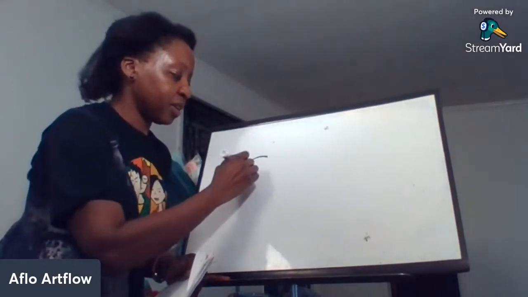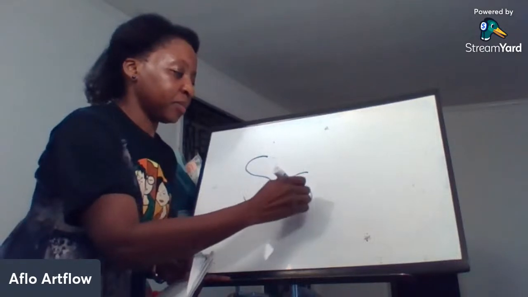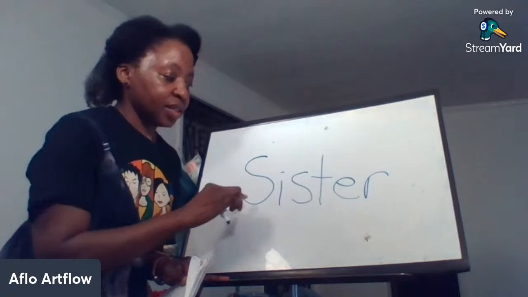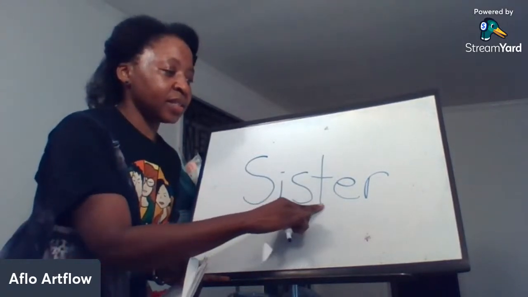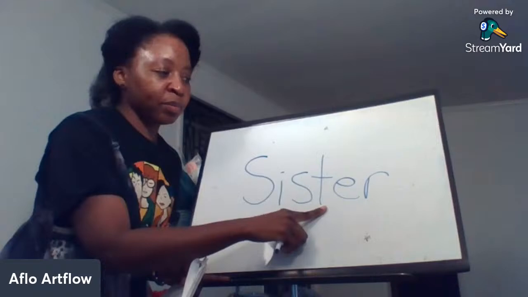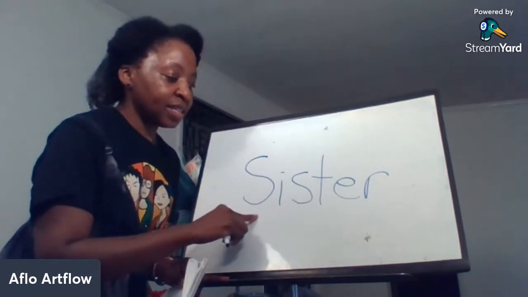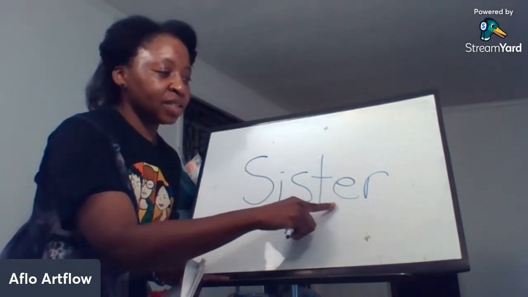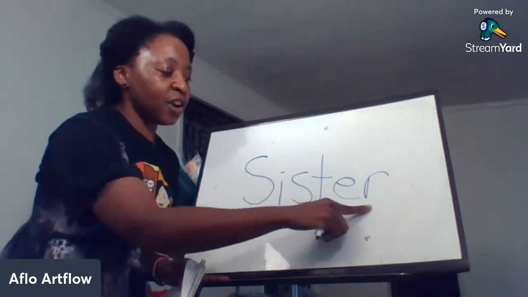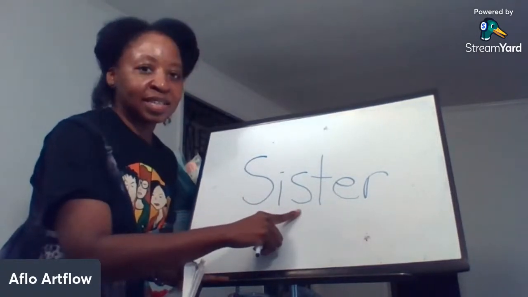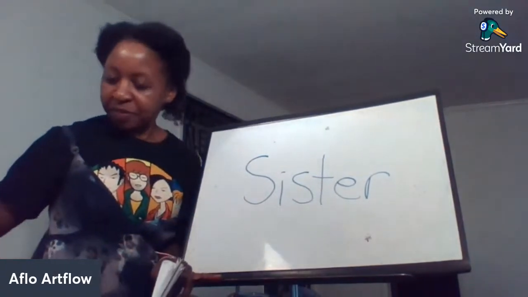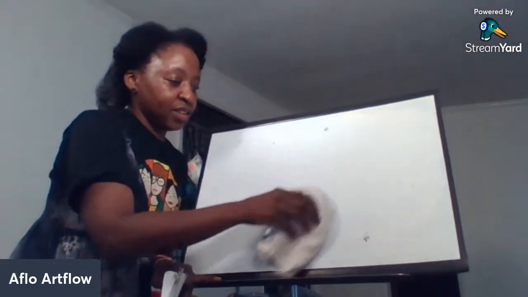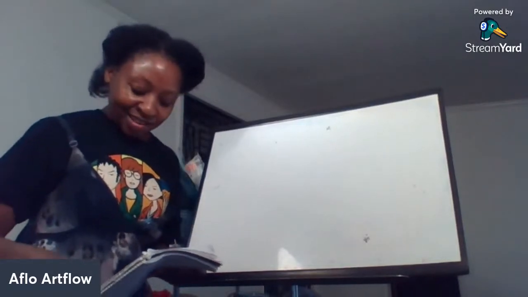The next word. ST has the st sound, remember? And ER has the er sound. This I has the i sound in this word. Sister. Sister. Okay. We're going to use these words with family members a lot, class.